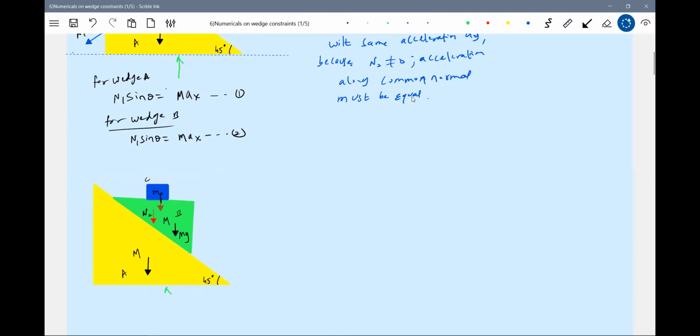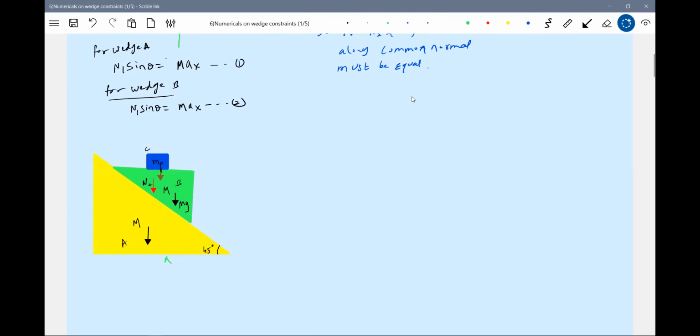In the next set of the diagram, we describe the motion of the wedge B along the incline, or with respect to wedge A. Let that be AR.